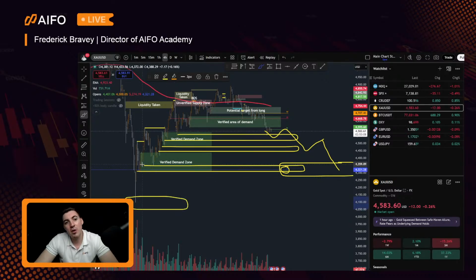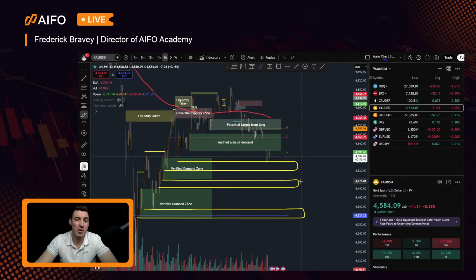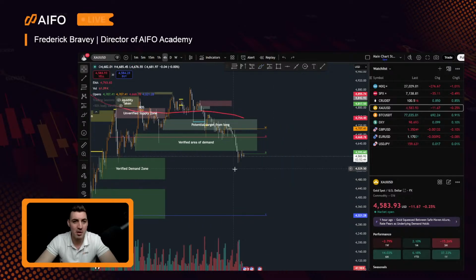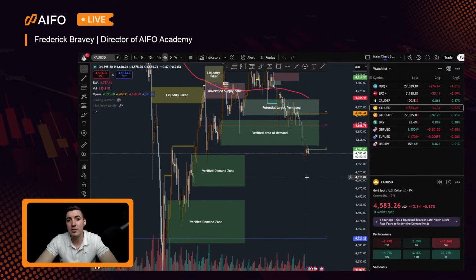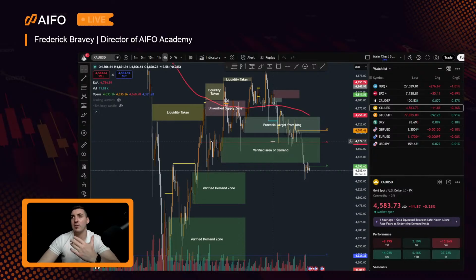But it seems as though if gold is going to push back into the upside, this would likely be where that big reaction would happen. So I'd be targeting here and here. Actually, I think this has already been taken, but I would target here. That would be my first target, and this would be my second target, if I was going to be shorting gold, but I'm not touching gold at the moment. Not until I see how this change of character plays out.